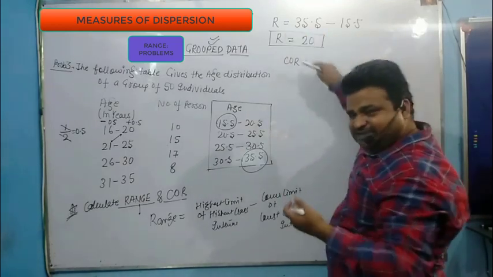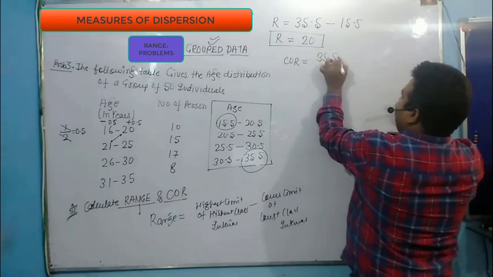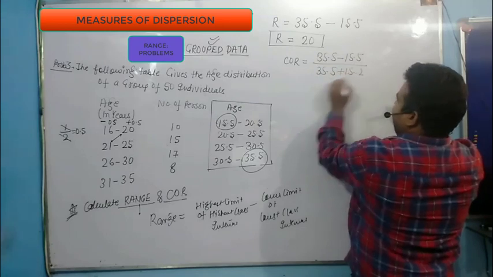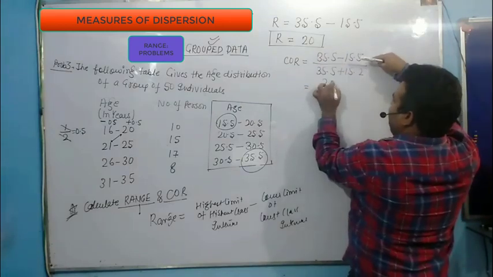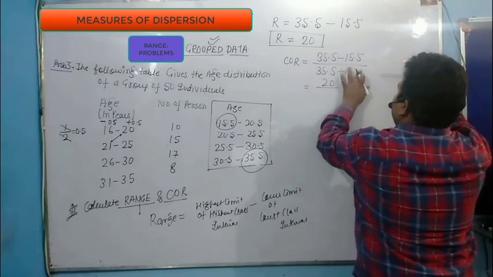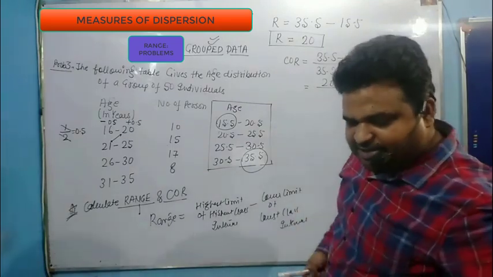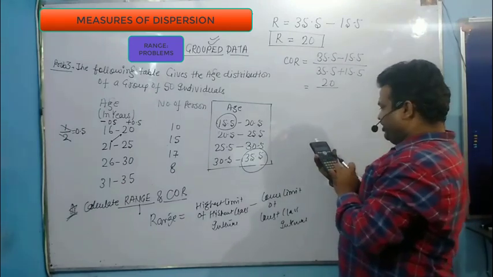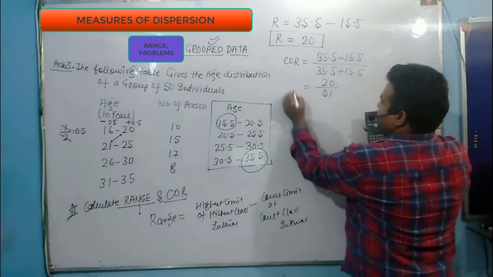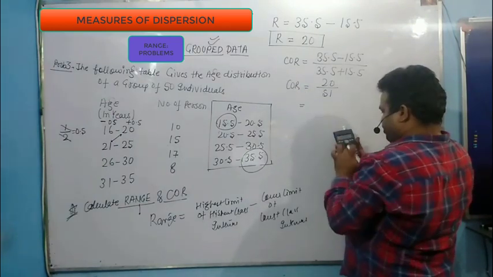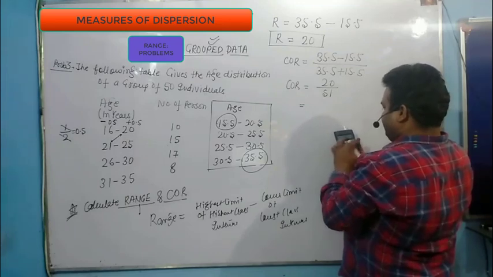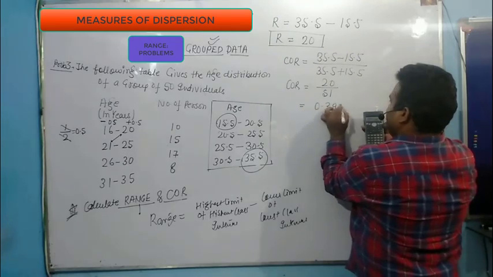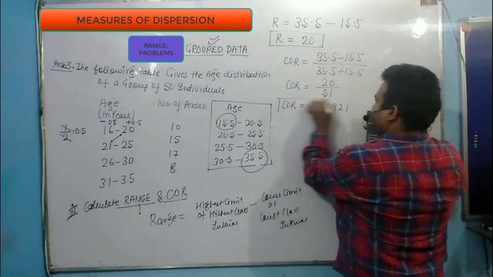So the coefficient of range is the difference of numbers divided by the addition of numbers. So 35.5 minus 15.5 divided by 35.5 plus 15.5. This difference is already calculated, and this value is how much? You can add this using a calculator, 35.5 plus 15.5, and you will get 51. So my coefficient of range is equal to 20 divided by 51, and you will get 0.3921. That will be your coefficient of range.